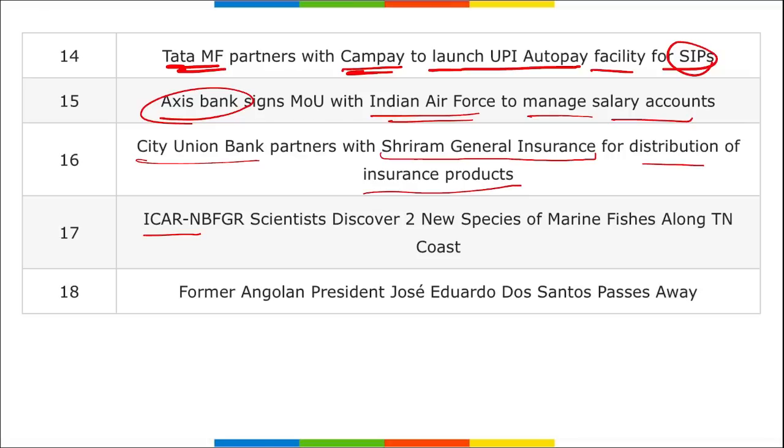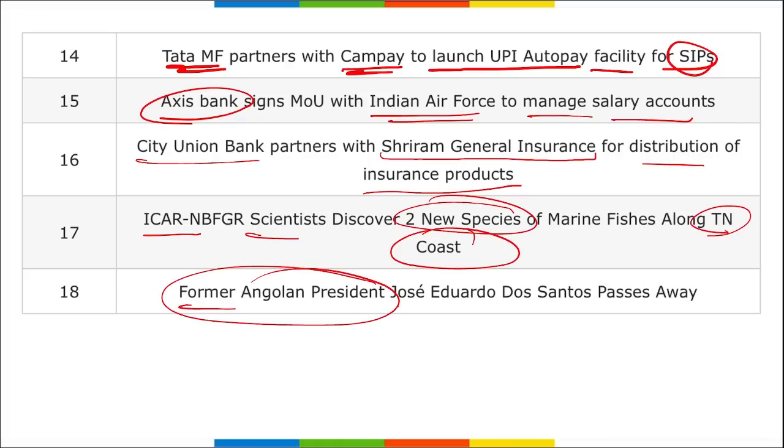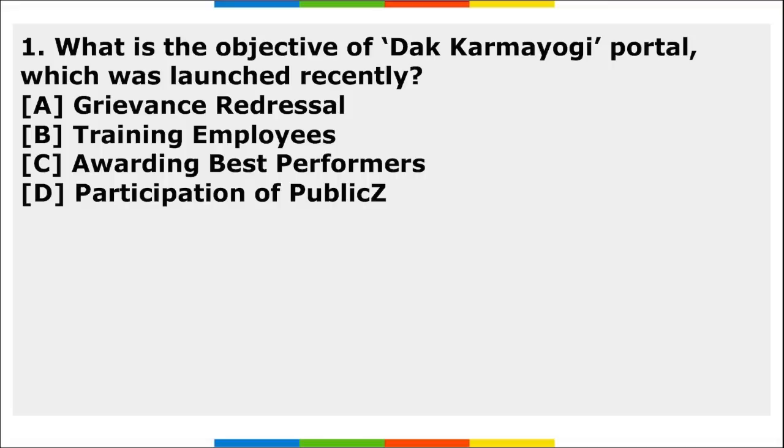ICAR NBFGR scientists have discovered 2 new species along the coast of Tamil Nadu, and former Angolan president Jose Eduardo has recently passed away. Highly important, mark this also. So friends, these were your news for today. Now let's shift to the important homework questions that I have decided for you.